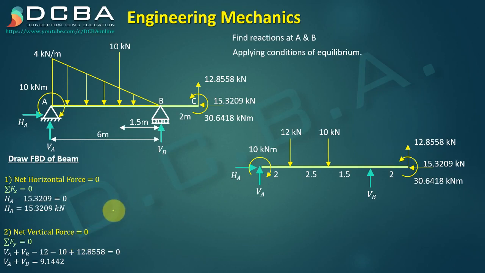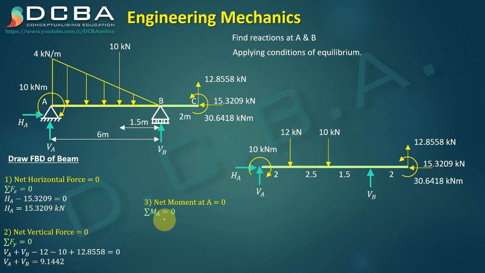Then we need to apply summation of moment at a point to be equal to 0. Generally you can apply at any point, but you need to select the point such that your maximum number of forces get eliminated. So A is the point where we can apply the moment, summation of moment equal to 0. Summation MA equals 0.